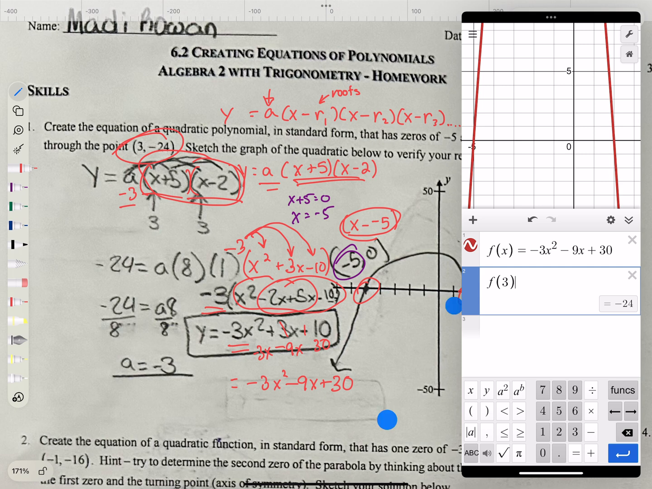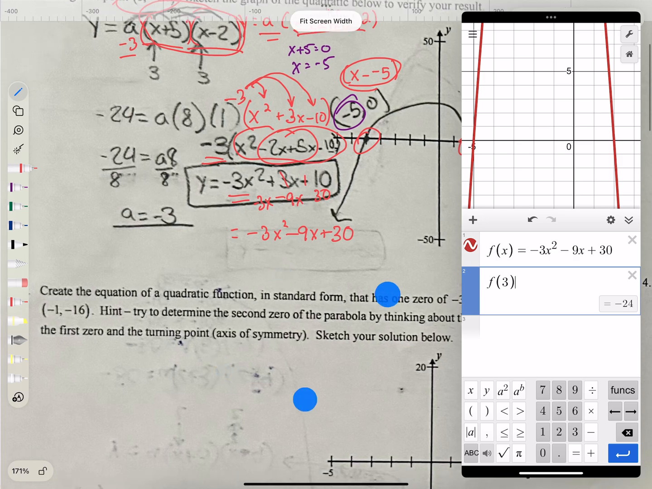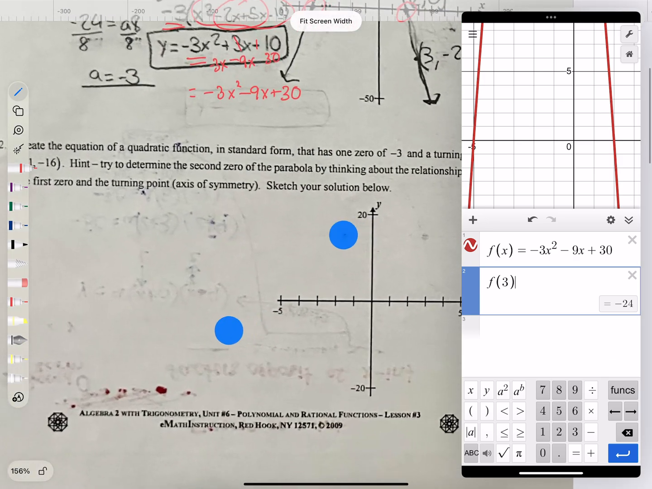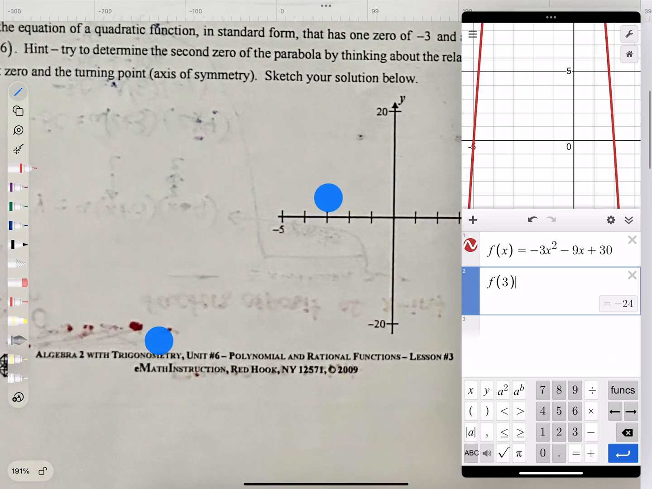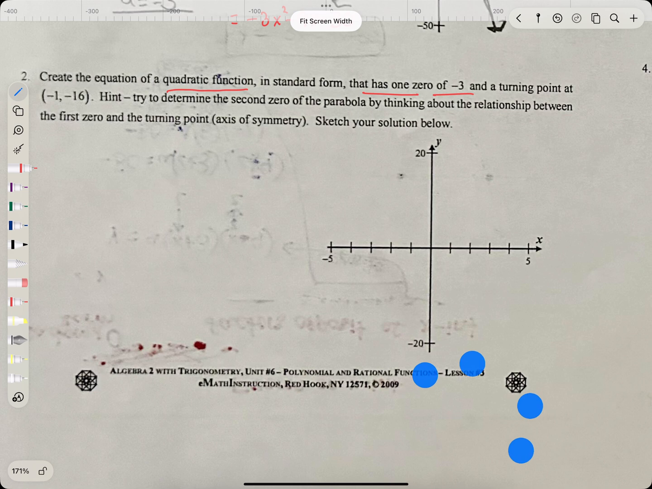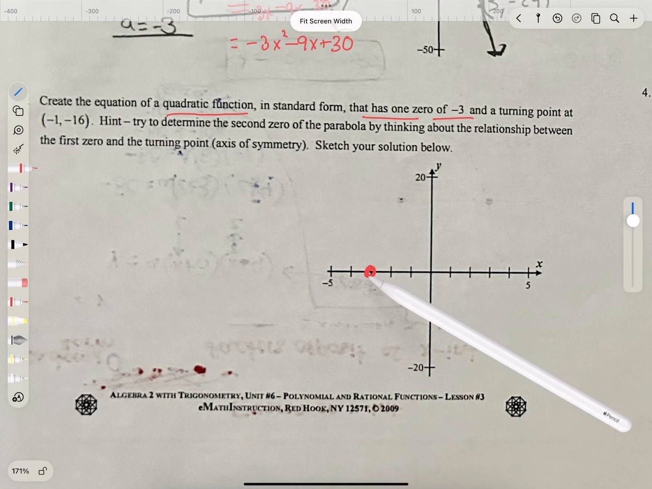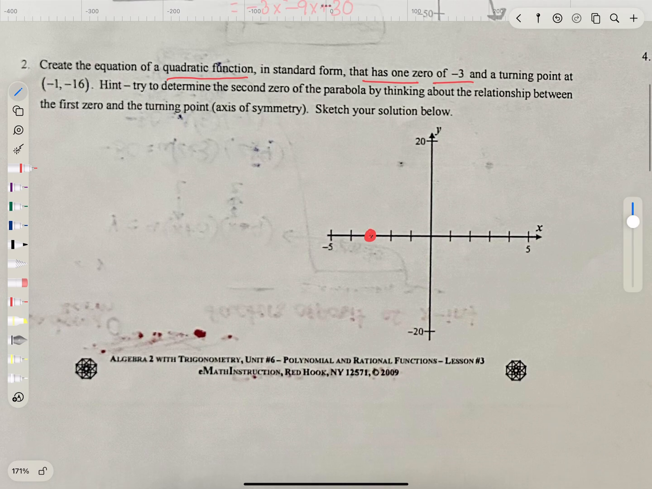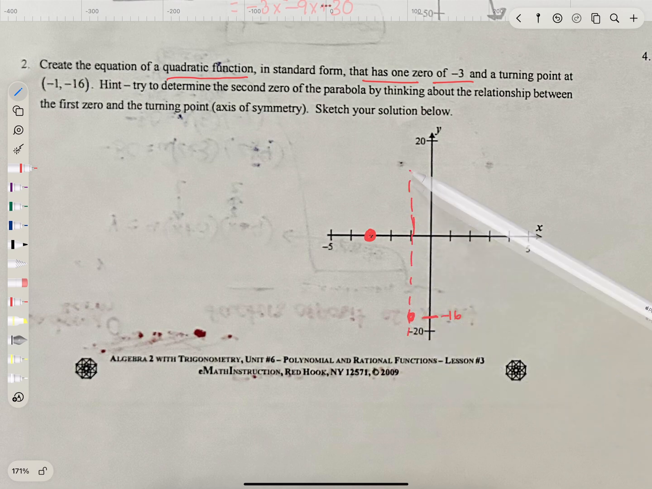All righty. Next one. Let's see, a quadratic function in standard form has one of the zeros at -3. So I'm going to put that 0 on there because we're going to use a little tip they give you. The turning point is at -1, -16. So I'm just going to put a point down here and call it -16, and it's at -1. There's my axis of symmetry.